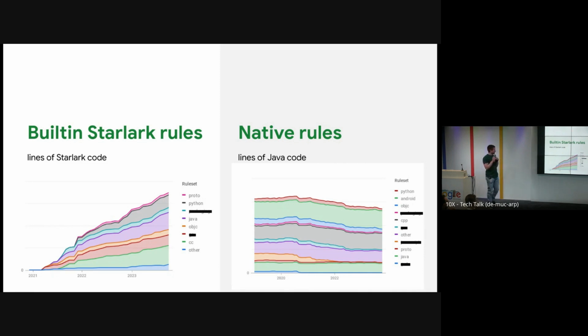So starting with proto rules, the rewrite is complete. The number of lines of code here is not exactly correct because there's only proto_library and proto_common. Also language proto libraries that were part of core are done. And the rewrite here is complete, so all the layers: outer, middle, and inner layer.